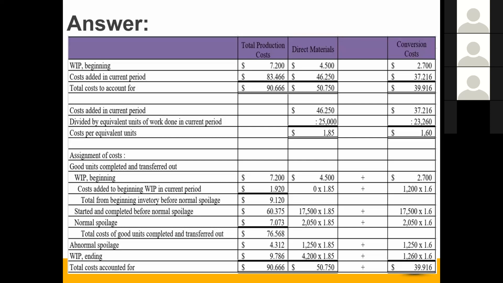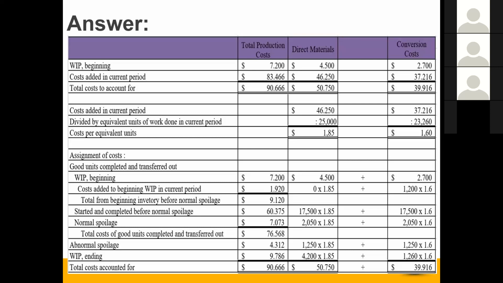Started and completed before normal spoilage. The total production cost is 60,375. The direct material is 17,500 times 1.85, plus the conversion cost is 17,500 times 1.6. The normal spoilage total production cost is 7,073, and direct material is 2,050 times 1.85, plus conversion cost is 2,050 times 1.6.